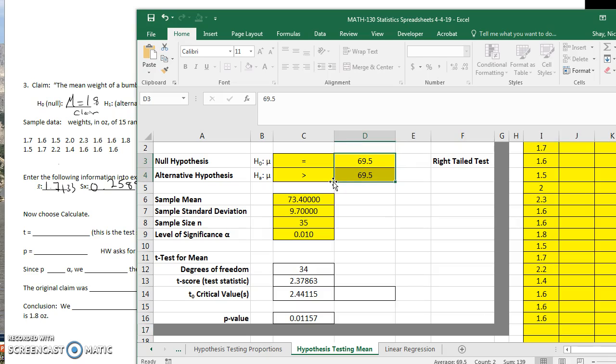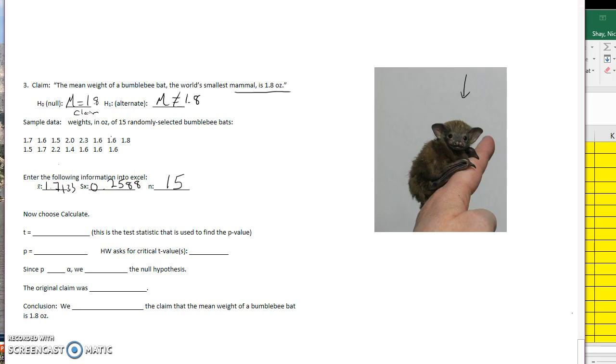So we're claiming it either is 1.8 or it's not equal to 1.8. And my sample mean was 1.7133. Standard deviation is 0.2588. My sample size was 15. Now, this time, I don't see an alpha or significance value. So if they don't provide one to us, assume that we're going to use 0.05. That's typically what academics use.